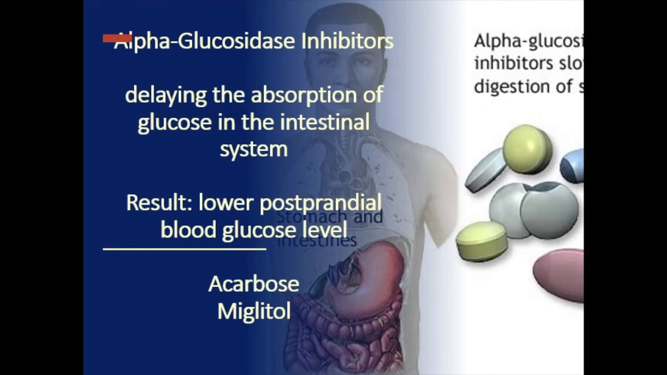Then you have your alpha glucosidase inhibitors. So the purpose of your alpha glucosidase inhibitor is to delay the absorption of glucose in the intestinal system. Okay, so it acts on the intestines. It decreases blood sugar absorption in the intestines.